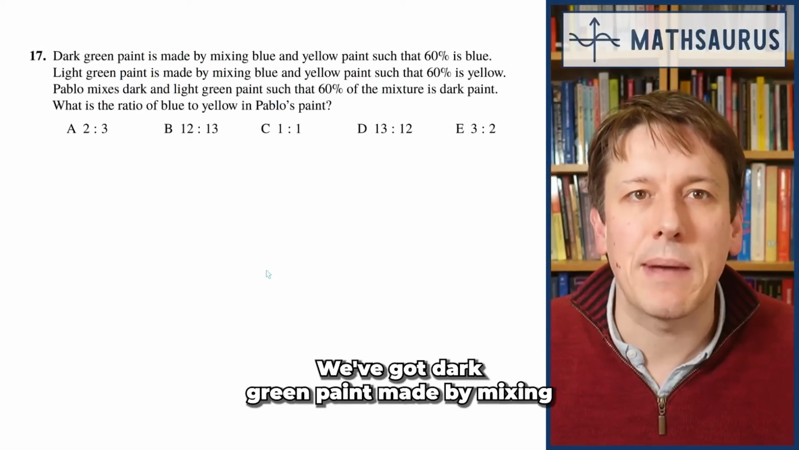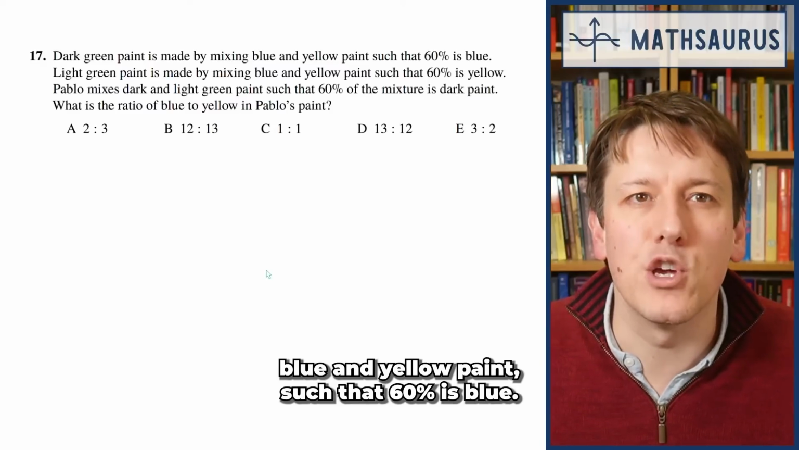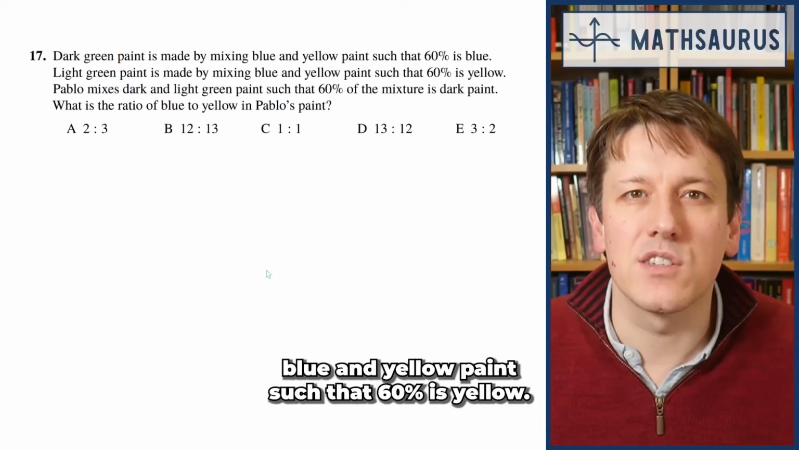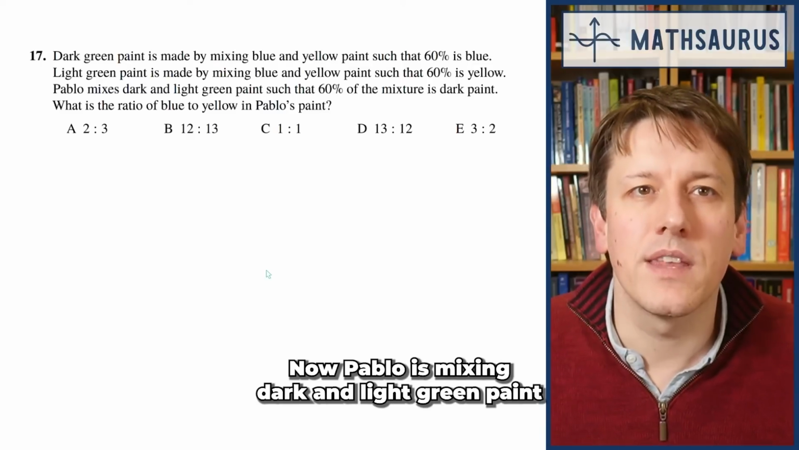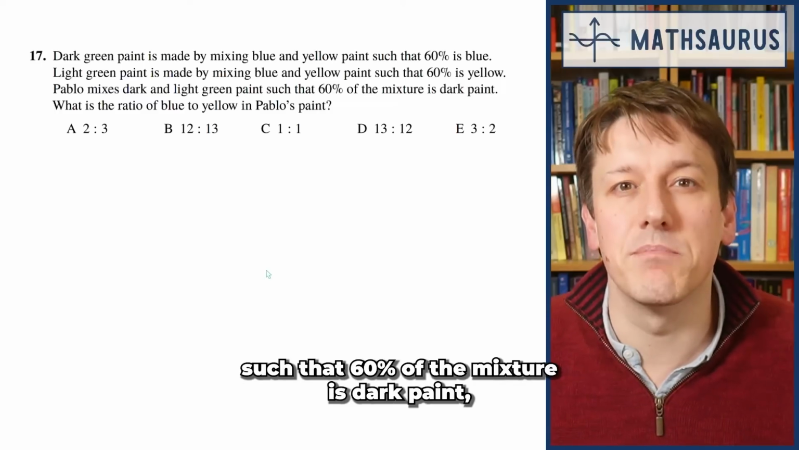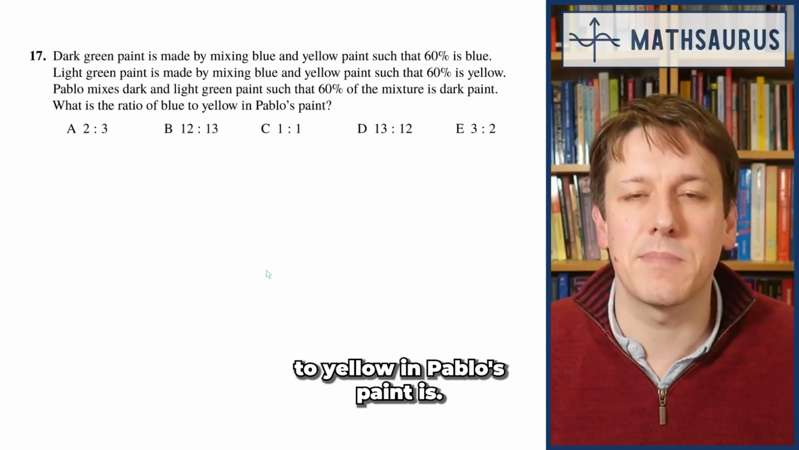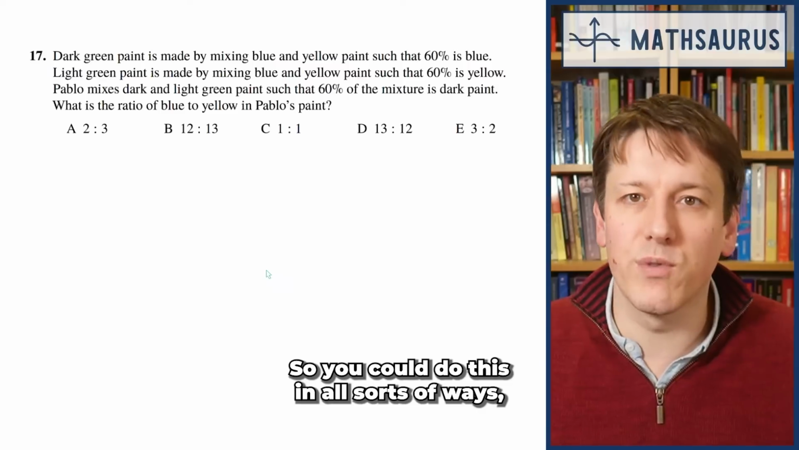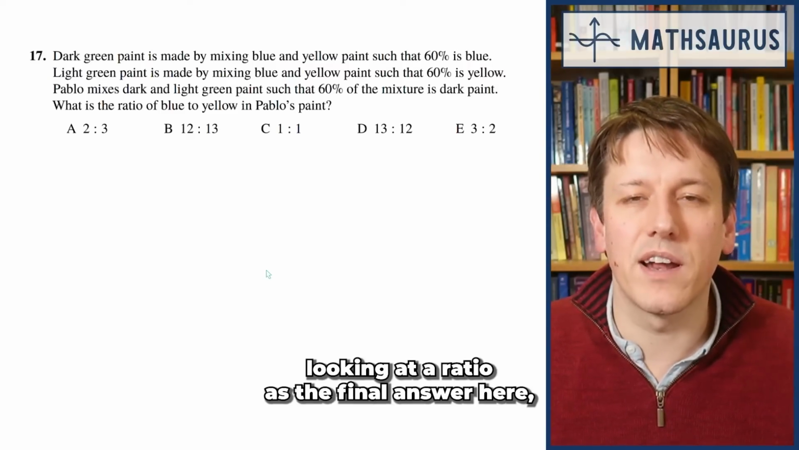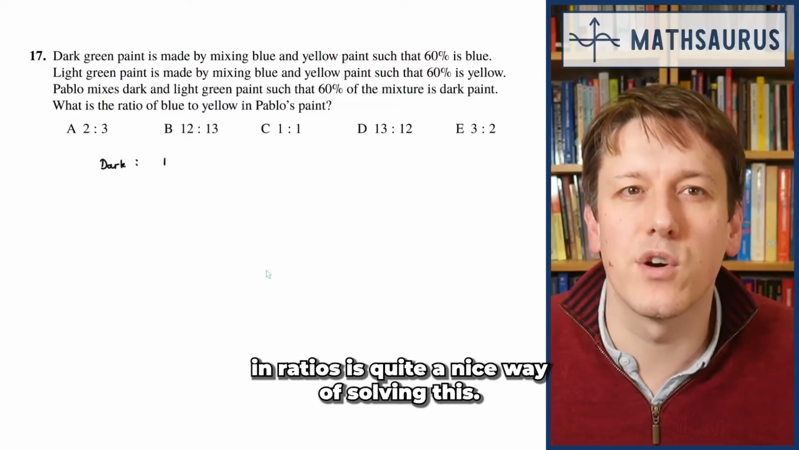We've got dark green paint made by mixing blue and yellow paint such that 60% is blue, and light green paint is made by mixing blue and yellow paint such that 60% is yellow. Now, Pablo is mixing dark and light green paint such that 60% of the mixture is dark paint, and we want to know what the ratio of blue to yellow in Pablo's paint is. So you could do this in all sorts of ways, but because we are looking at a ratio as the final answer here, just writing everything down in ratios is quite a nice way of solving this.